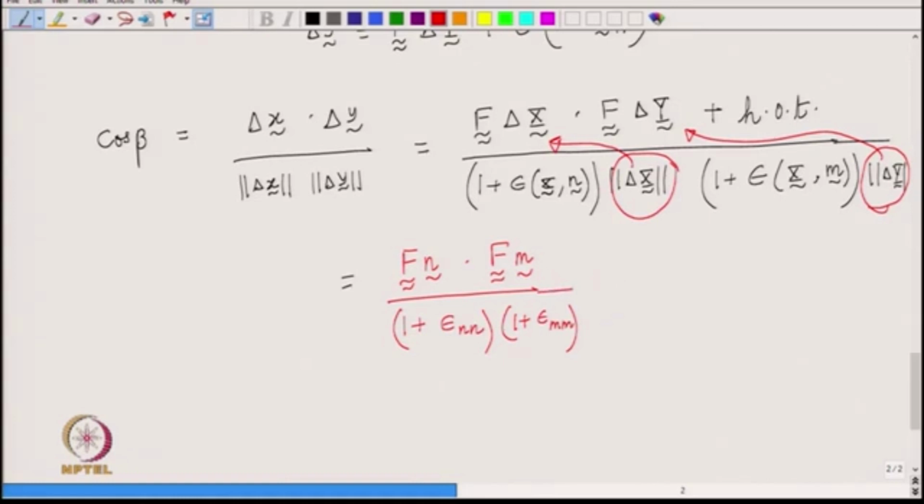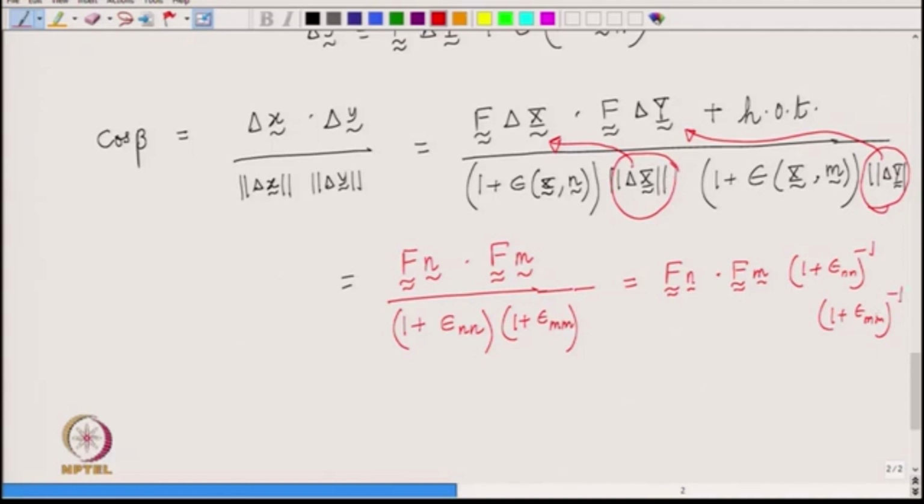All right, and of course, you also have the higher order term in the numerator. Let us drop it for now, because it finally drops out. So, we are going to get rid of the higher order term in the numerator. And then the denominator, you see it is 1 plus epsilon, we have to bring it on the numerator. So, it becomes f n dot with f m times 1 plus epsilon n n inverse into 1 plus epsilon m m inverse, is not it?